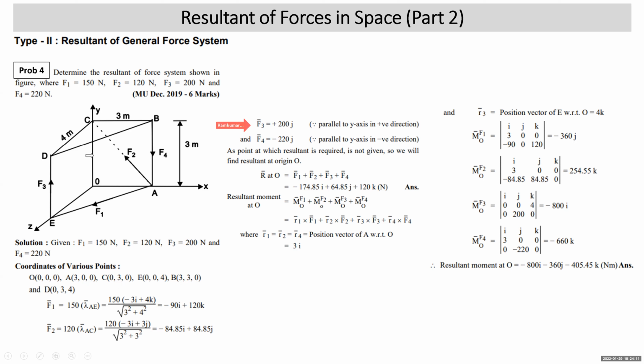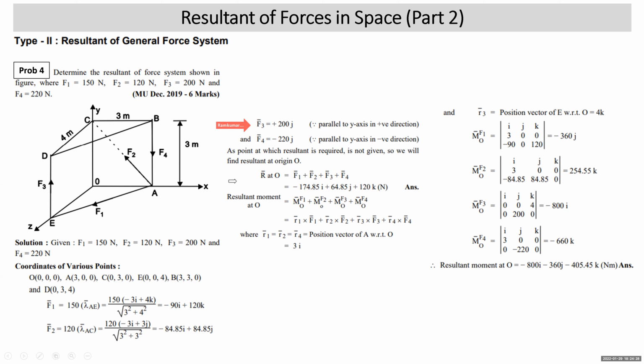Force F3 is parallel to the y-axis on the positive side. What is that? F3 bar is going to be, F3 magnitude is 200, so plus 200j. F4 is parallel to the y-axis but in the negative direction. So F4 is minus 220j.